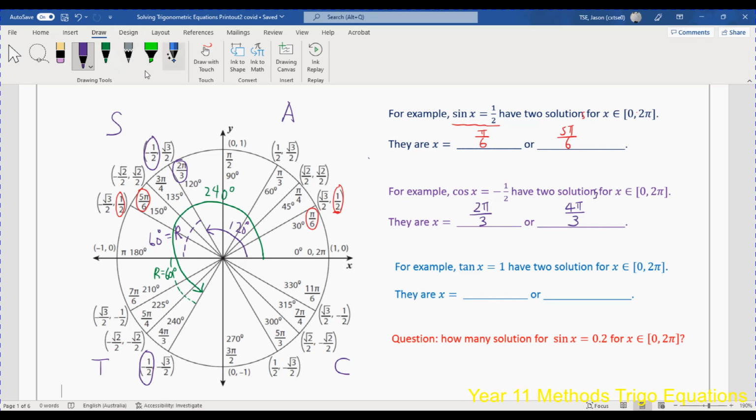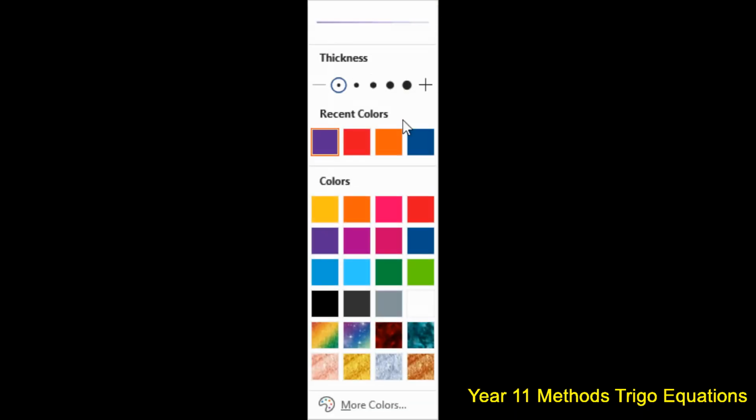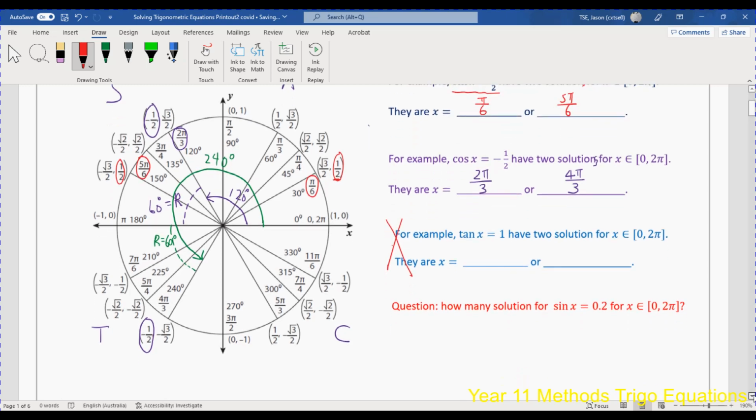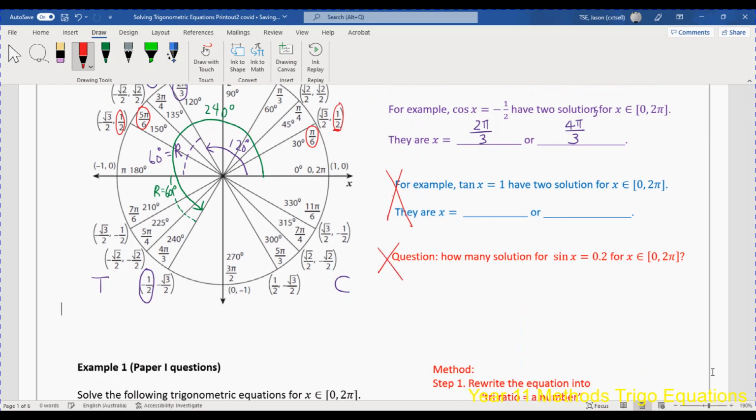As usual, because of the time constraint, we're not going to do tangent. And sorry, we don't really have time to do that little interesting question. If you are really interested to know the answer, you can go to my PowerPoint on the OneNote.